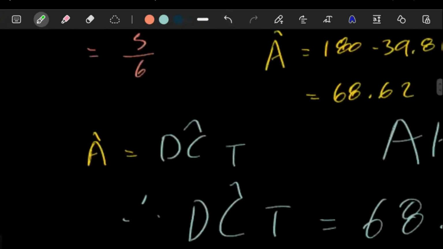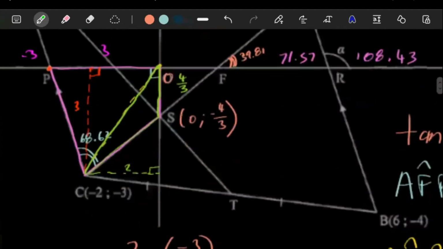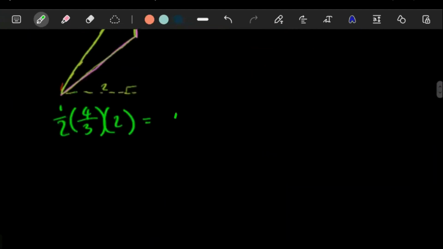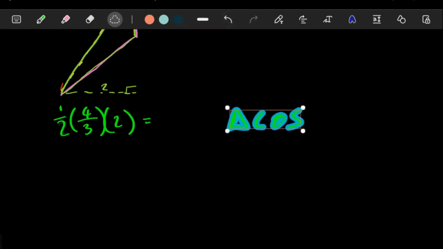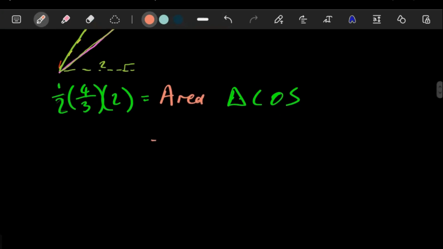This triangle is called triangle COS. This is the area of triangle COS. So with that being said, let's get this value in the calculator. The value here is just going to be 4/3, coincidentally. That's the area of triangle COS.